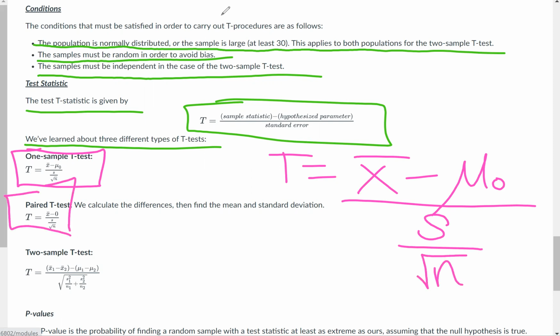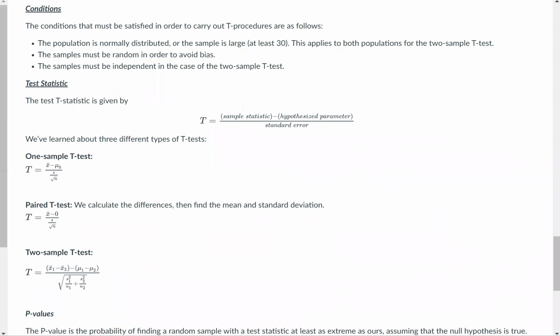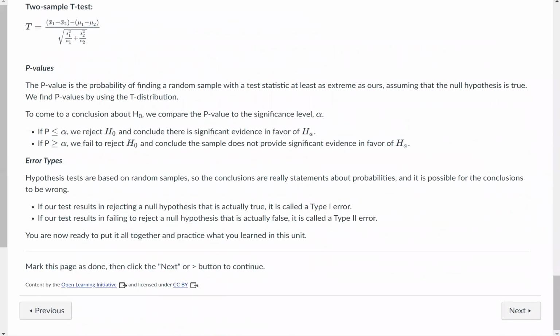In the paired t-test, however, it's a little different because mu sub 0, we're thinking of it as 0. We calculate the differences, then find the mean and the standard deviation. The 2-sample t-test, that's the complicated formula that we said we never really have to do by hand, that we'll just use StatCrunch for. So don't worry too much about that formula. We won't have to use it.